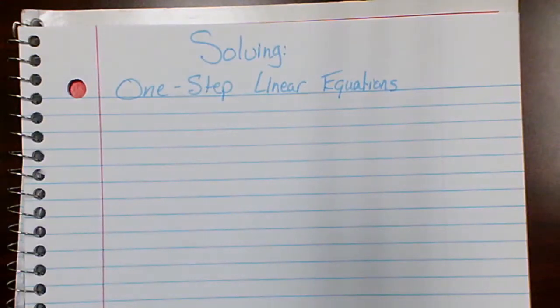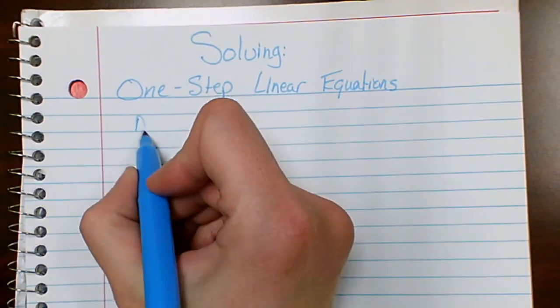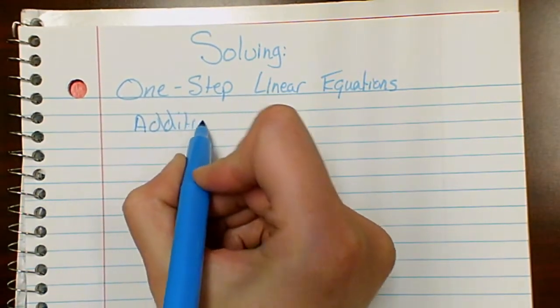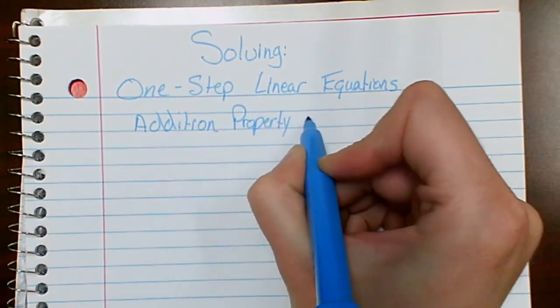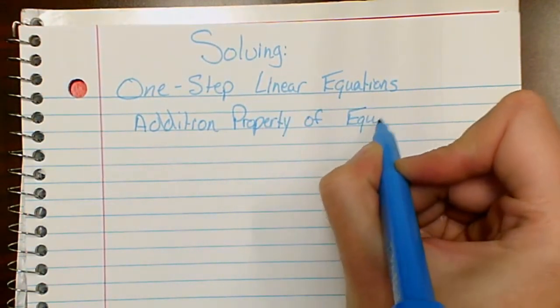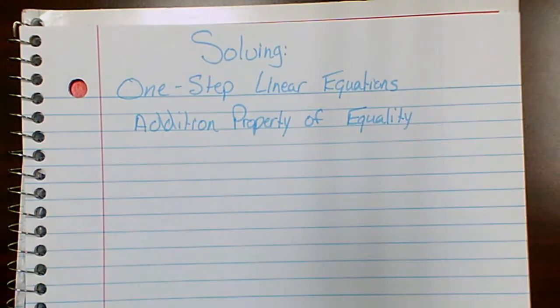We will solve one-step linear equations. We have the addition property of equality and the multiplication property of equality.